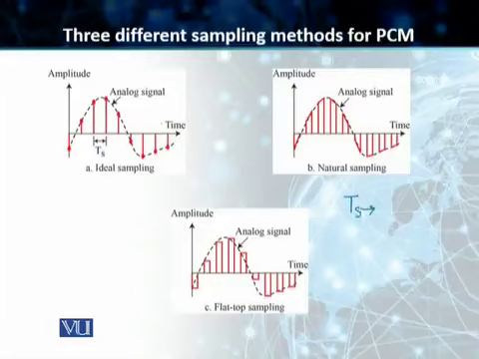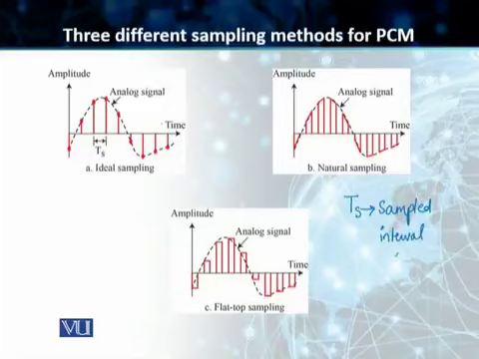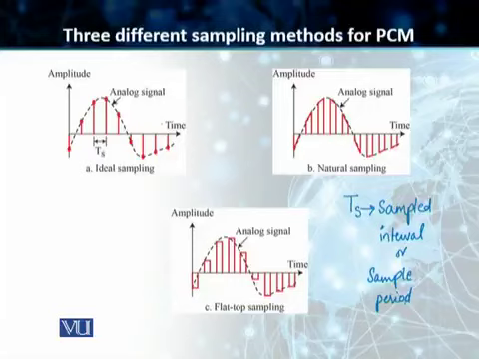is our sampled interval or sample period. So TS is basically, in all these examples, the interval that we are going to span before we take each of the individual samples.